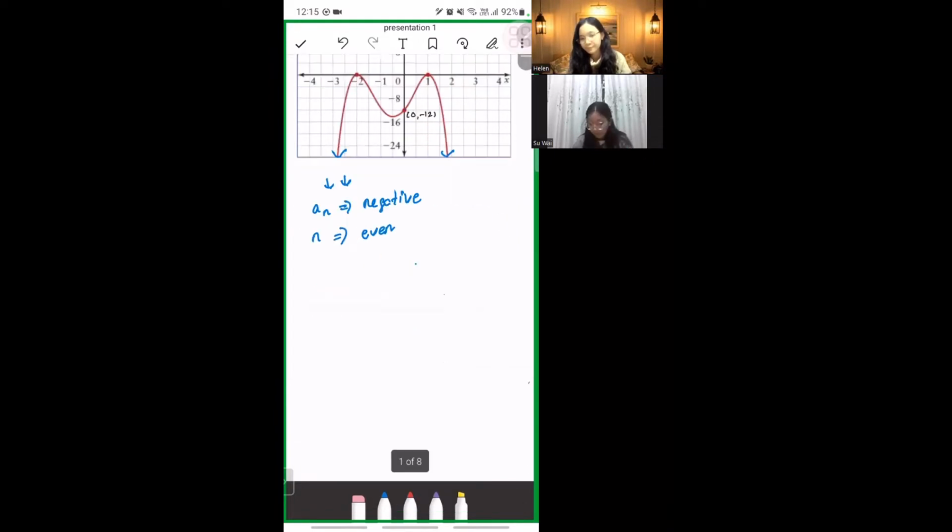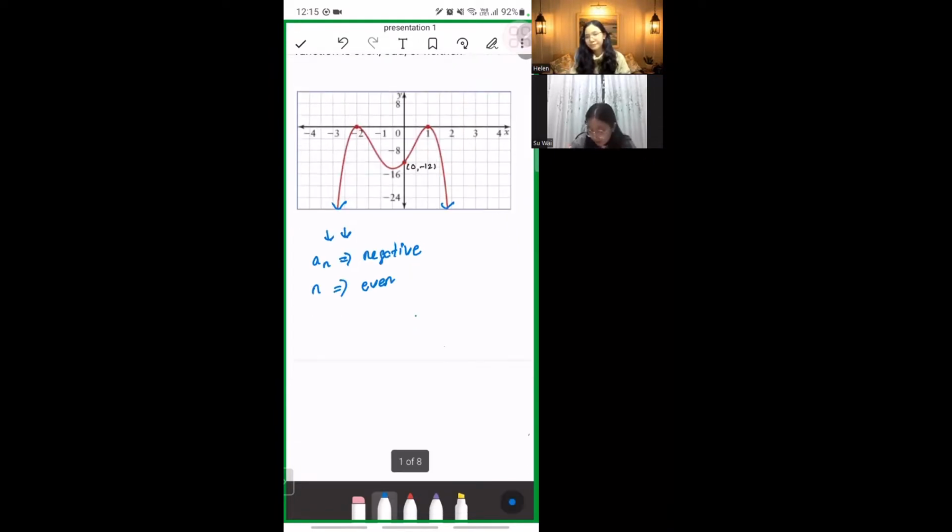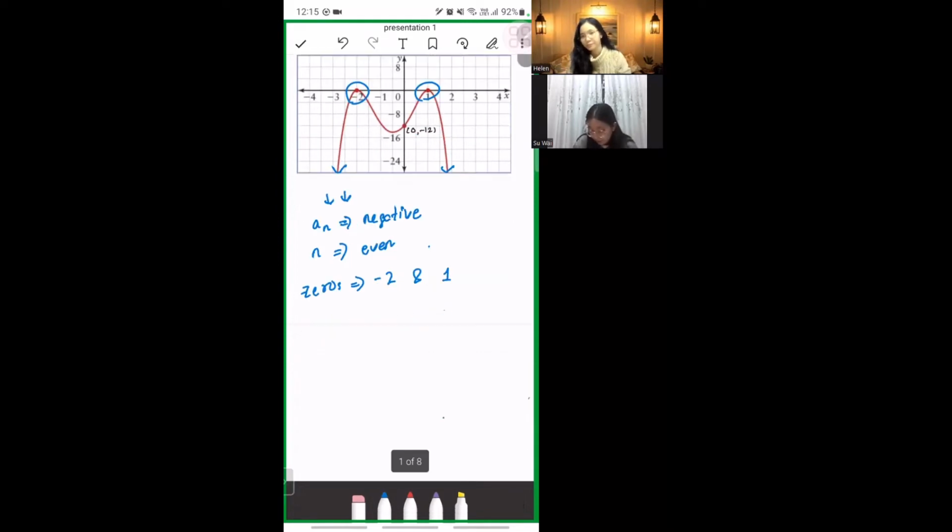When we look at the graph, we can see that there are two x-intercepts, -2 and 1. From this graph, we can tell two things. The first thing is the zeros. The zeros are the x-intercepts, so the zeros are -2 and 1. When we know the zeros, we can find the factors of the equation. So the factors will be x plus 2 and x minus 1.